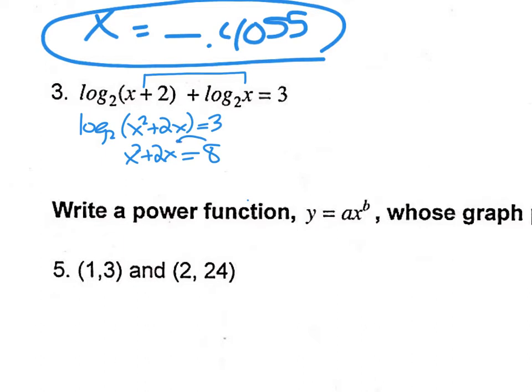So move the 8 over. X squared plus 2x minus 8. I didn't leave much room right here. Factor that. Factors of negative 8 would be positive 4 and negative 2. That will give me a positive 2 in the middle. So my two answers are negative 4 and 2.